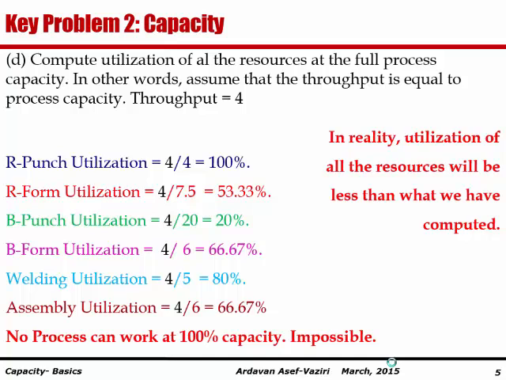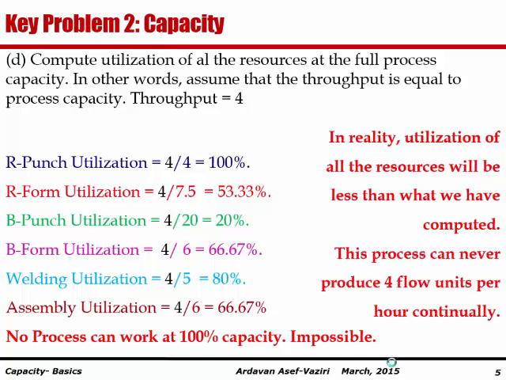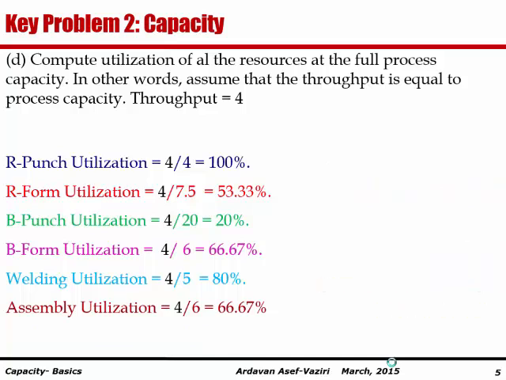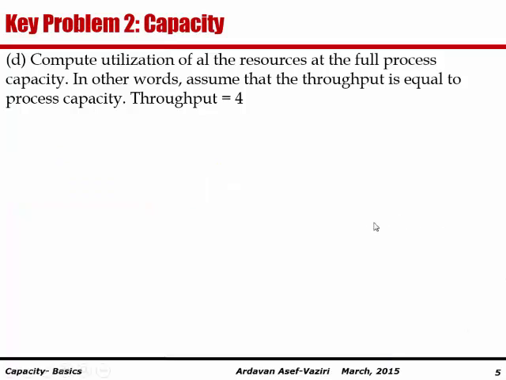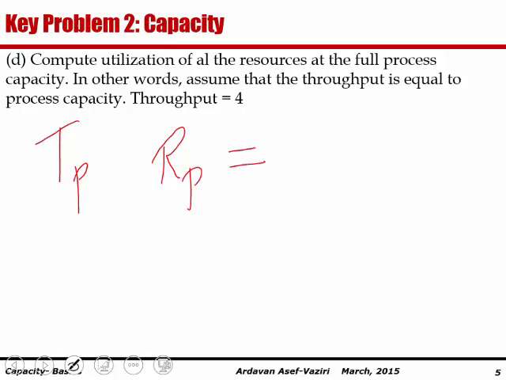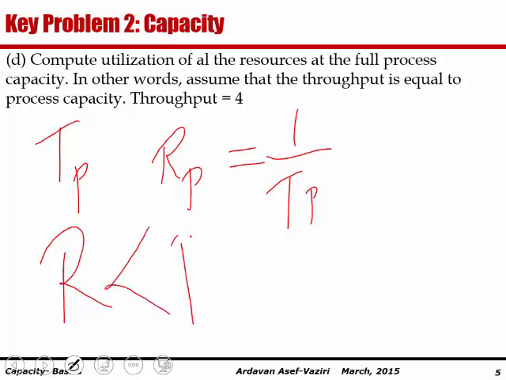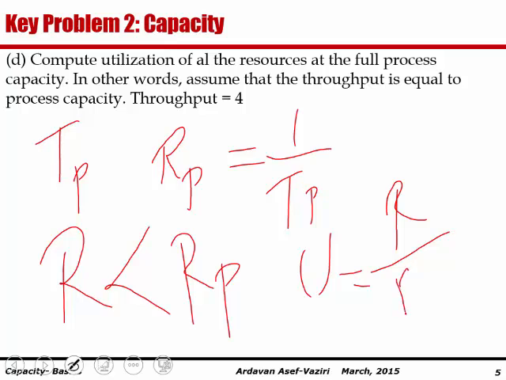If it performs, these are utilizations. And now, up to now, we have talked about TP and RP, which in case of one resource is 1 over TP. And R is always less than RP. It cannot be equal in the long time. And utilization is equal to R divided by RP.